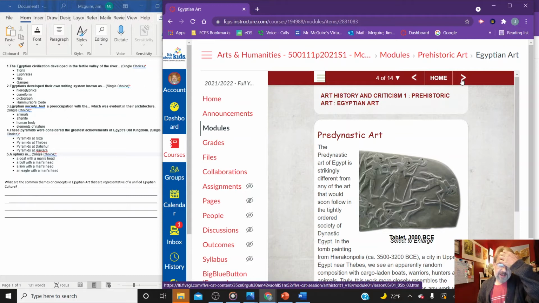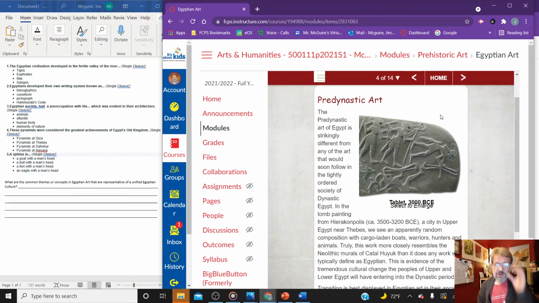Pre-dynastic art. Pre-dynastic art is strikingly different from any of the art that would soon follow in the tightly ordered society of dynastic Egypt.